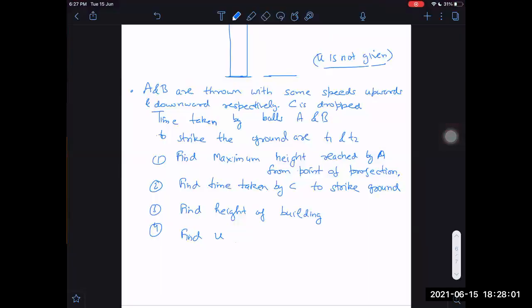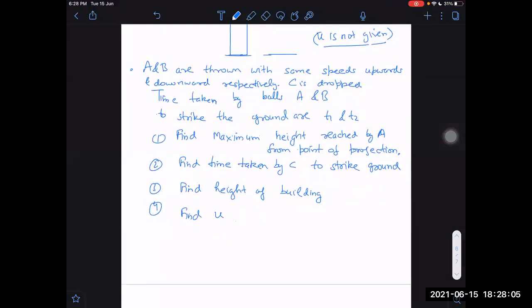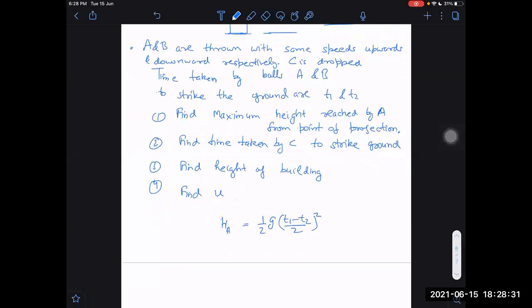g into (t1 minus t2) whole square by 8. Let us say this is the answer for the first question: the maximum height reached. g into (t1 minus t2 by 2) whole square by 2. Correct only? Yes, sir, this is right. This is the height attained by A. Okay, what about the answer for the second one?